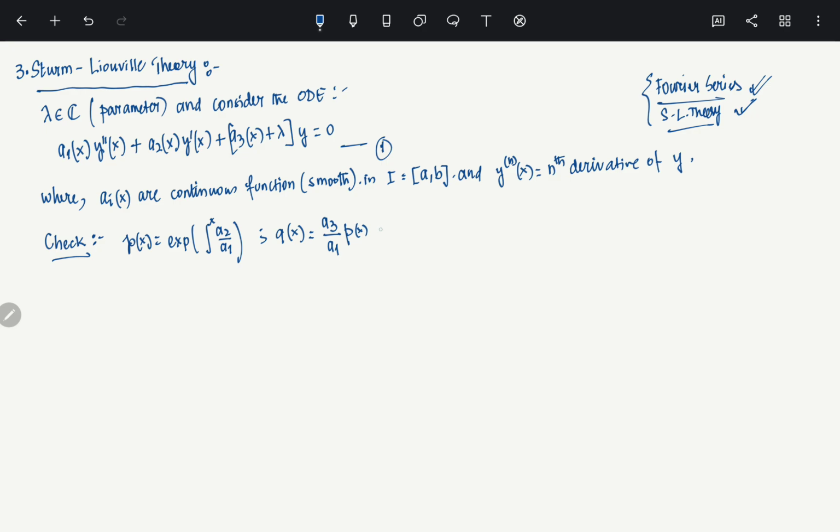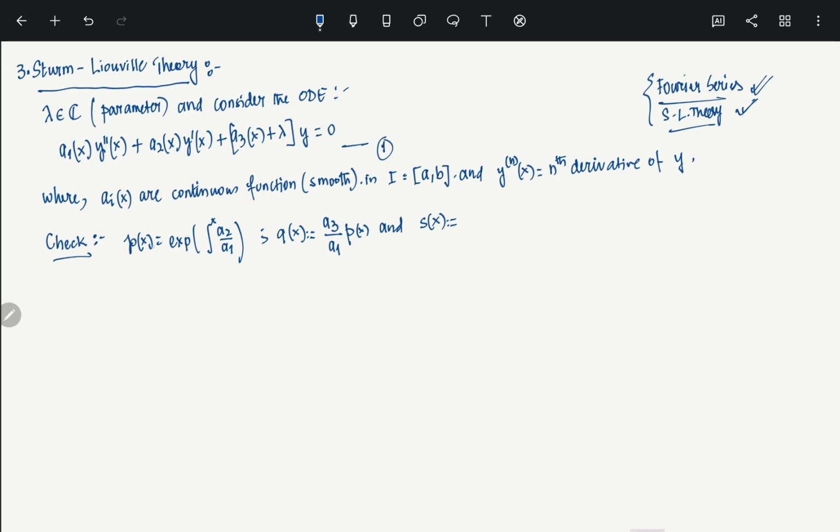And if you define S of x, this is just a new function which we are defining here. So P of x, Q of x, and S of x. S of x is essentially P of x by a1 of x. If we define it like this, then you can check that if P, Q, and S are given like this, then (1) can be transformed, can be written as, how can we write it?